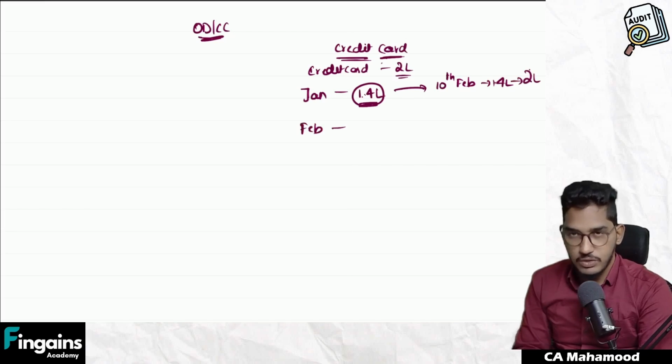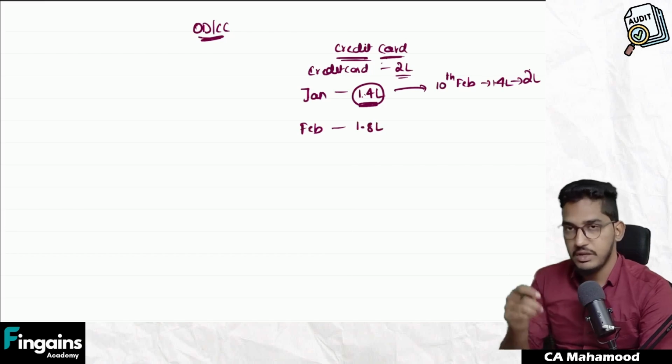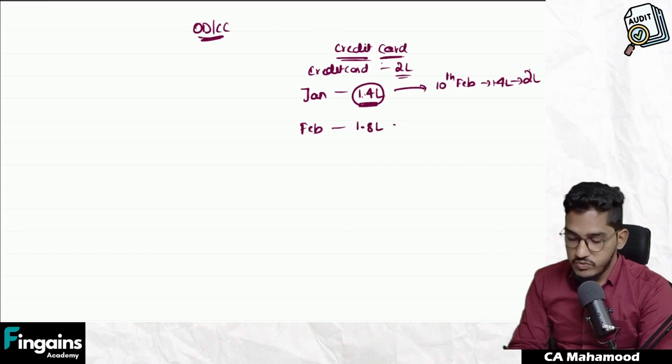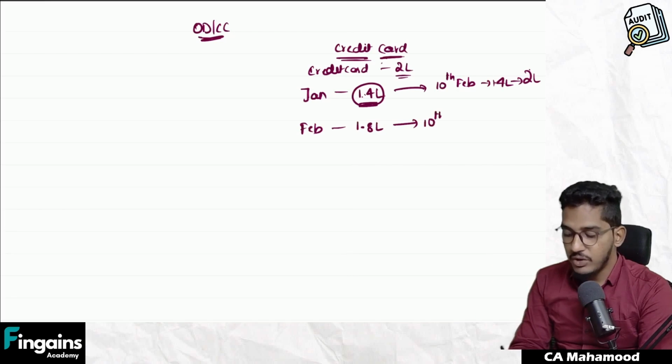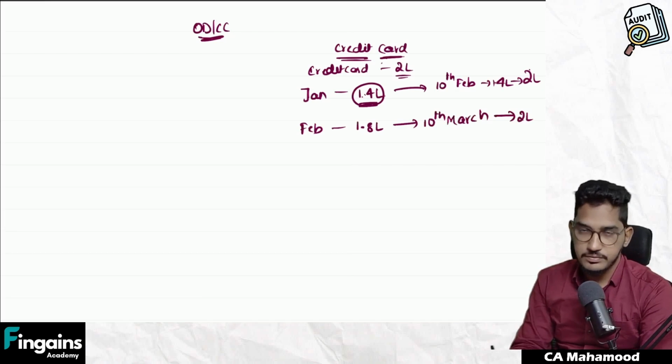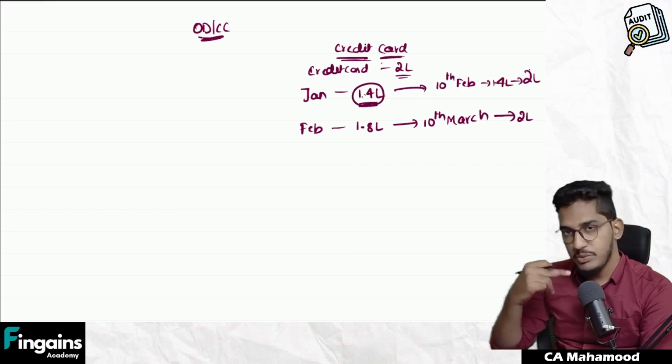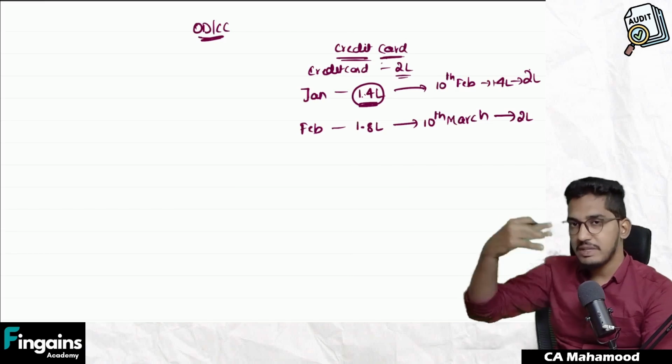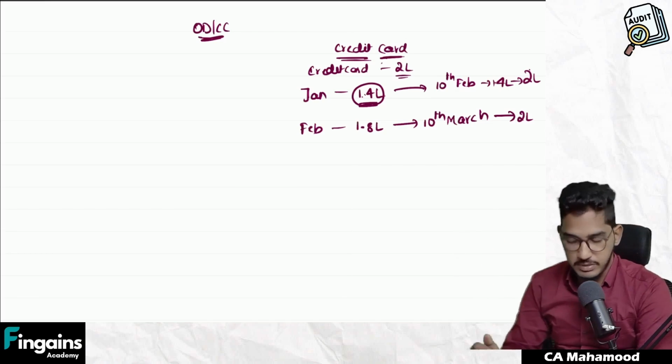Next, February came. In the February month also, you have a limit of 2 lakh rupees. You have used the card up to 1.8 lakh rupees of swiping. Now this 1.8 lakh rupees, you have to pay on the 10th of March. If you pay it on the 10th of March, once again your limit will be set to 2 lakh rupees. So like this, every time you make the payment, they will reset the limit. You can once again use that much amount in the next month.